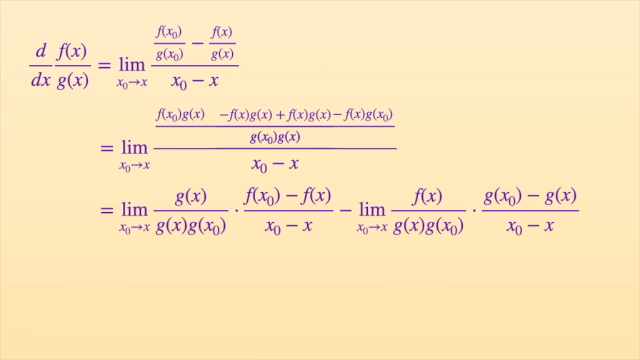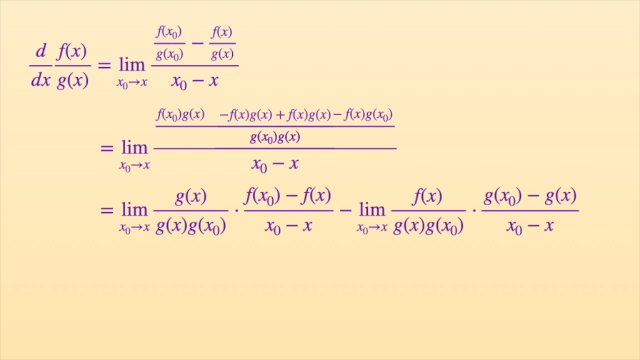I also get f of x naught minus f of x over x naught minus x. That's going to turn into our derivative for f of x. When I factored out the f of x from the last two terms, I also factored out a minus sign with it, so that minus f of x g of x naught turns into a positive g of x naught, and the positive f of x g of x turns into a minus g of x. So we get minus f of x over that same denominator, followed by the derivative of g of x.